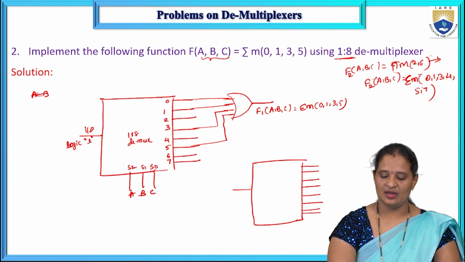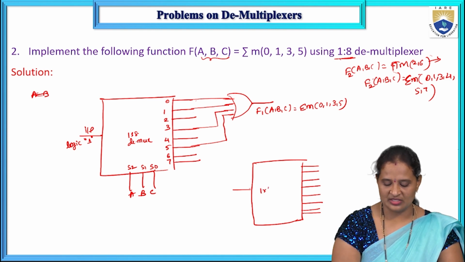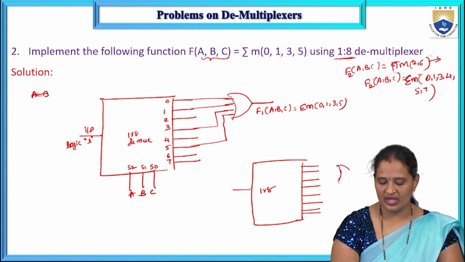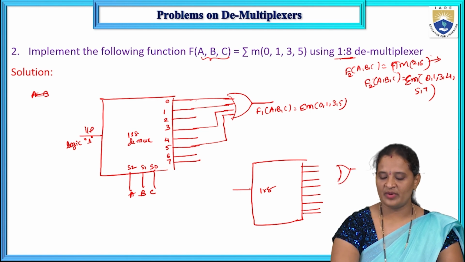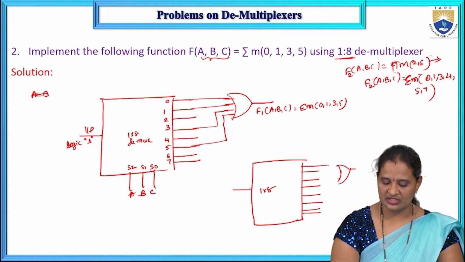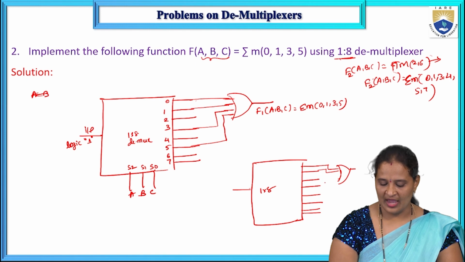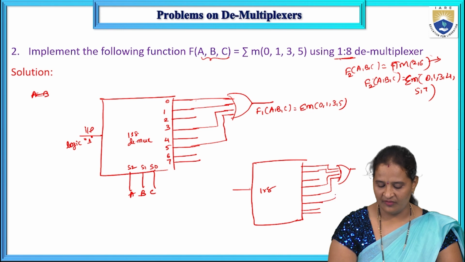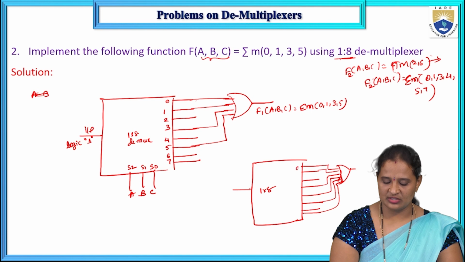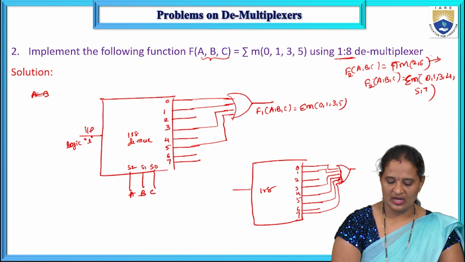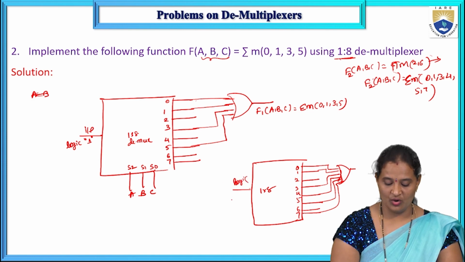So just take the demultiplexer and take an OR gate. The OR gate should have how many inputs? 6 inputs here. So what are the 6 inputs? 0, next 1, and then 3, and then 4, and then 5, next 7. So these are the inputs, that are 0, 1, 2, 3, 4, 5, 6, 7. Right? So like that, you connect the logic input, that is the input to logic 1.